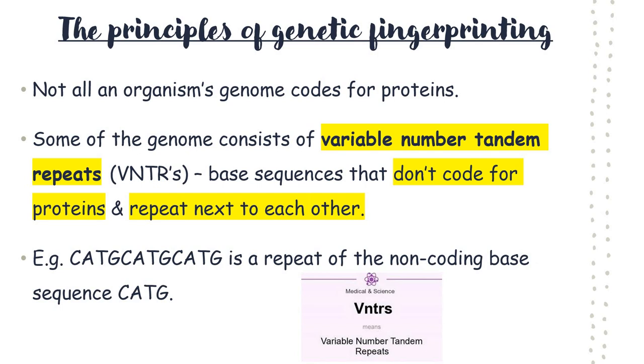Some of the genome consists of variable number tandem repeats, or VNTRs. These are base sequences that don't code for proteins, and they just repeat next to each other. For example, CATG is repeated here 3 times. So it's a repeat of the non-coding base sequence CATG.